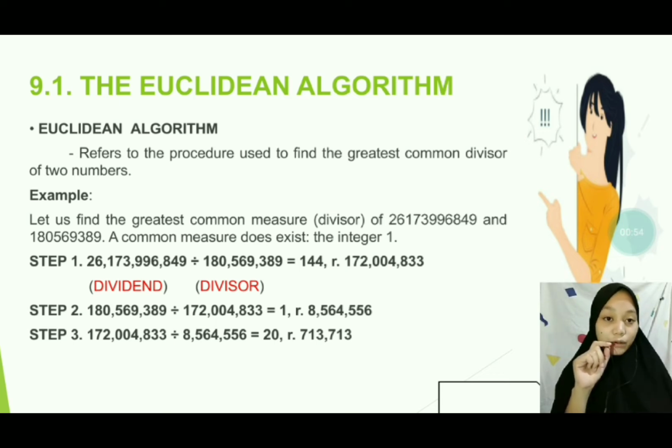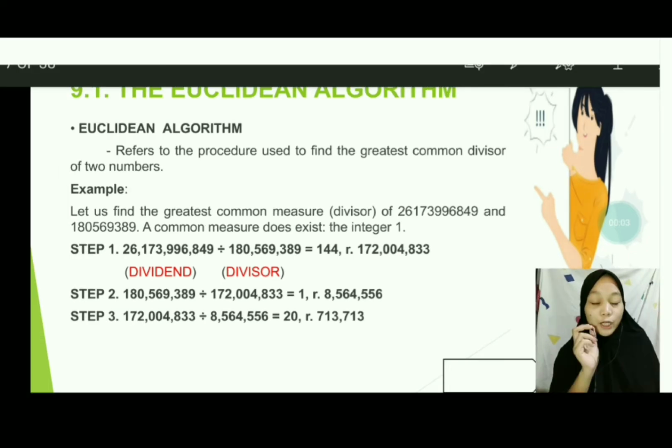180,569,389. So you can calculate it manually, and that will give you an answer of 144 with a remainder of 172,004,833. So for our next step, step number 2, just take the divisor from the first step and make it the dividend, and then the remainder as the new divisor. So that will give us an answer of 1 with a remainder of 8,564,556. So in our step 3, take the divisor from step 2 and make it the dividend, and then the remainder from step 2 as our new divisor. So that will give us an answer of 20 with a remainder of 713,713.